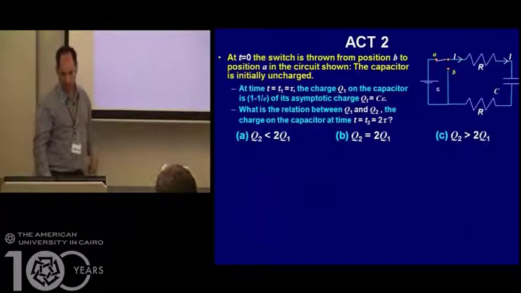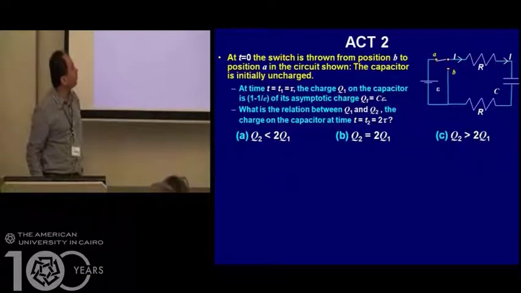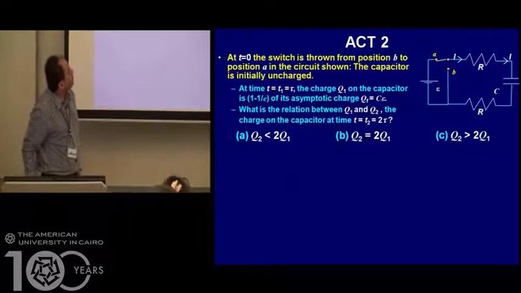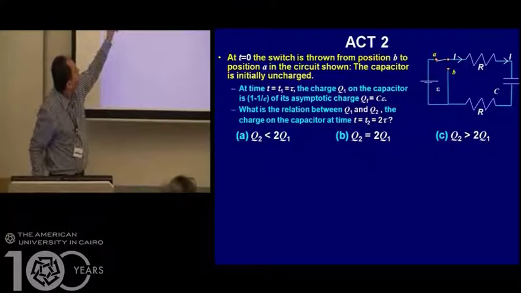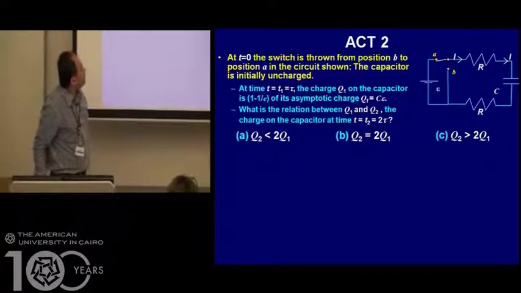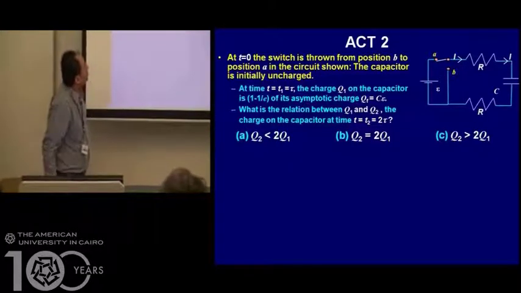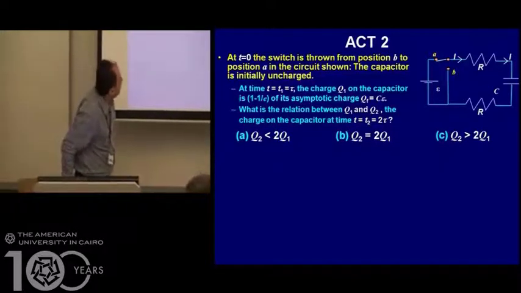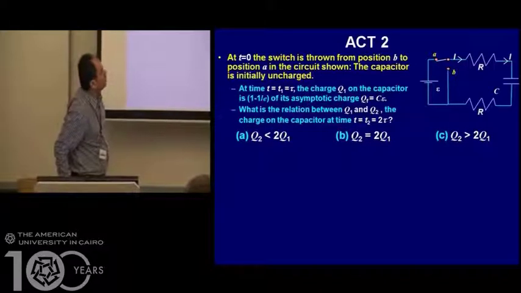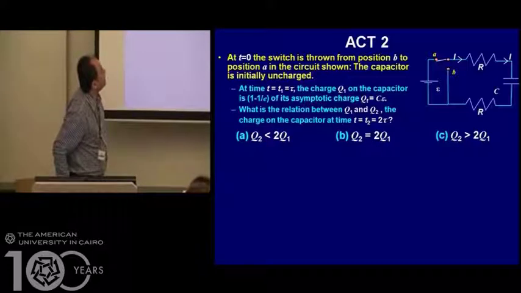Okay, guys, before we leave, one more problem, then we will leave. At time equal to 0, the switch is thrown from B to A. The capacitor is initially uncharged. At time equal to T1, equal to tau in that case, the charge Q1 on the capacitor is 1 minus 1 over e of its maximum value.